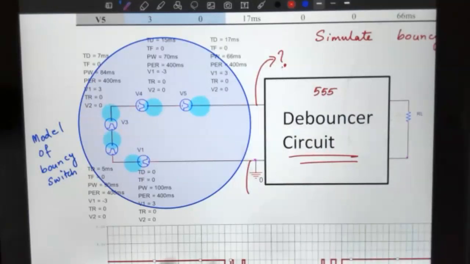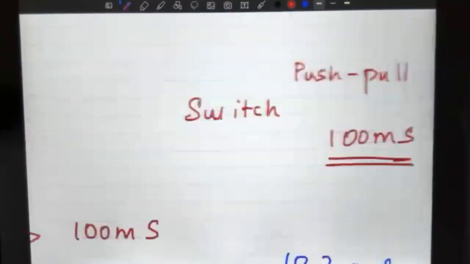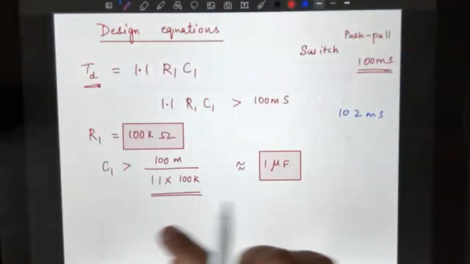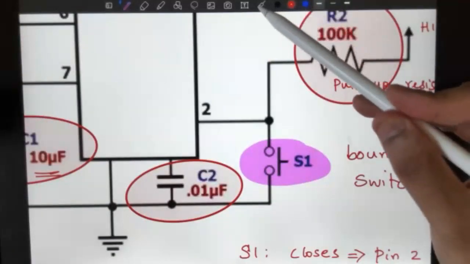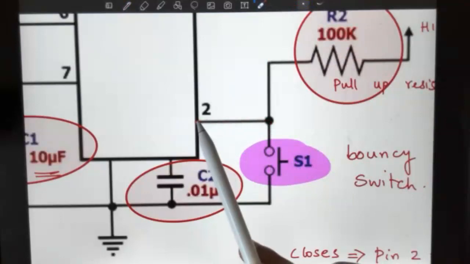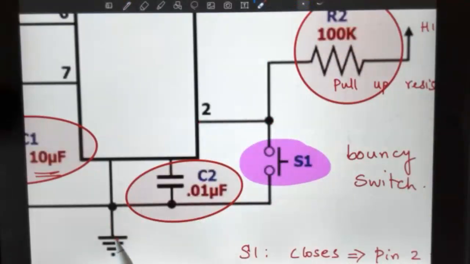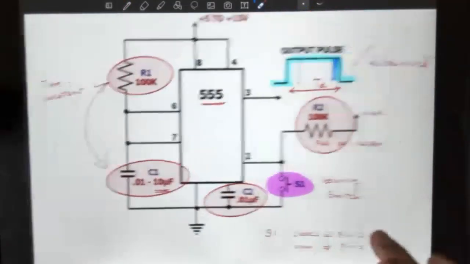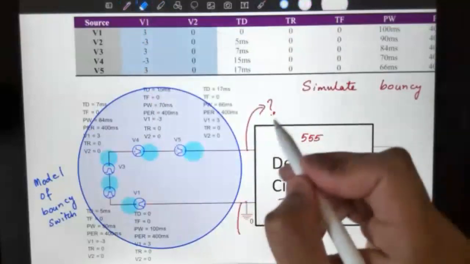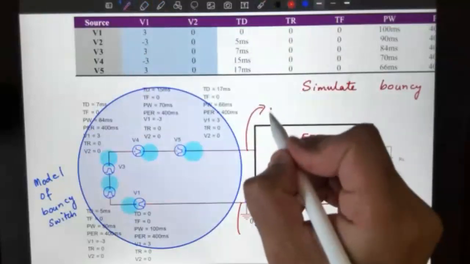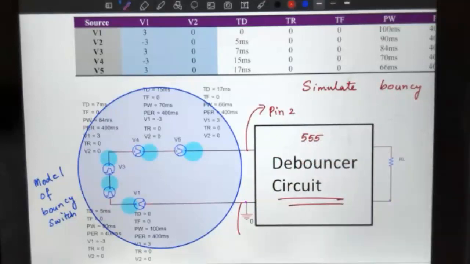For that, let me go back over here and look at where the bouncy switch needs to be connected. As you can see, the bouncy switch needs to be connected to pin number 2 on one side and ground on the other side. So I'm going to go back there and indicate that over here. This should not be a question mark anymore; it should be pin 2 of the 555, and all the other circuitry that you saw goes in here.